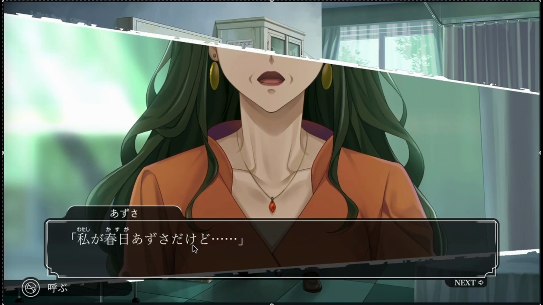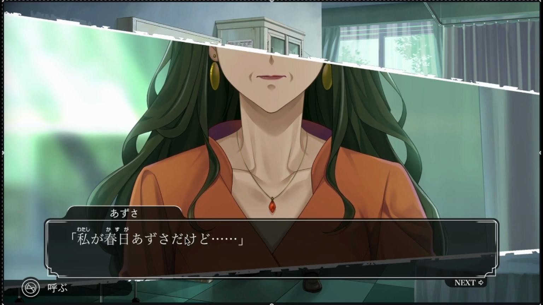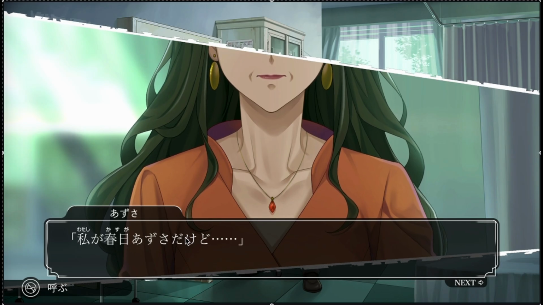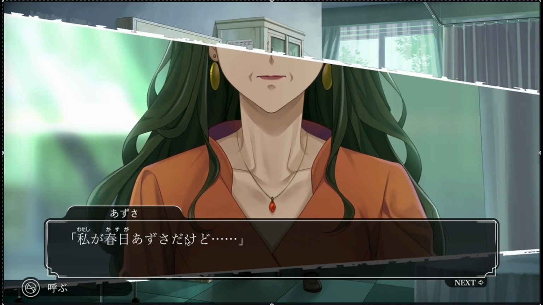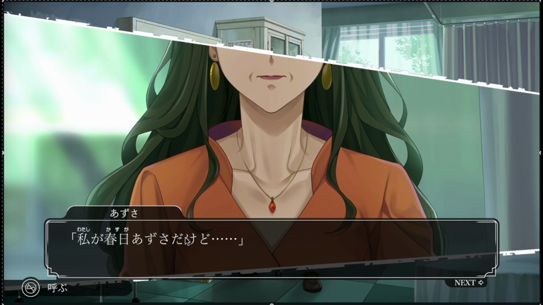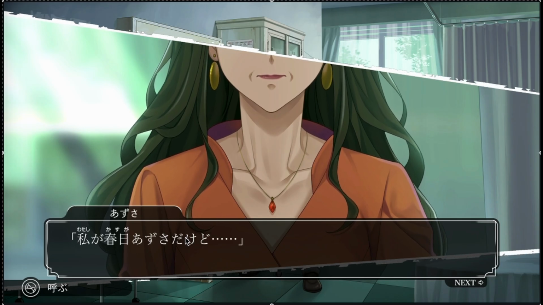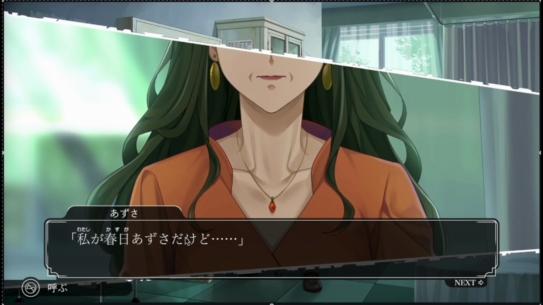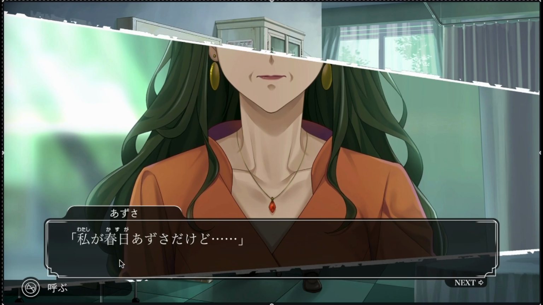私が春日あずさだけど。That's a little awkward. She was in the room the whole time. That's weird. I don't know of any doctors who would let two different clients be in the room at the same time during the examination, even if he's just there to ask questions. Okay, interesting.